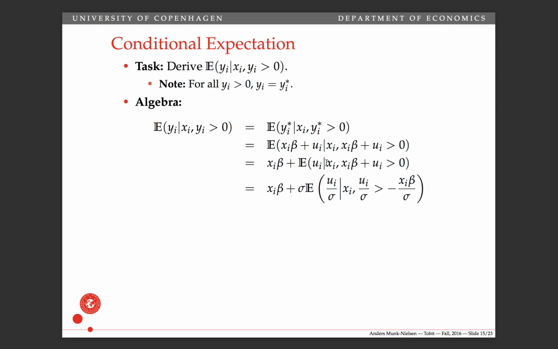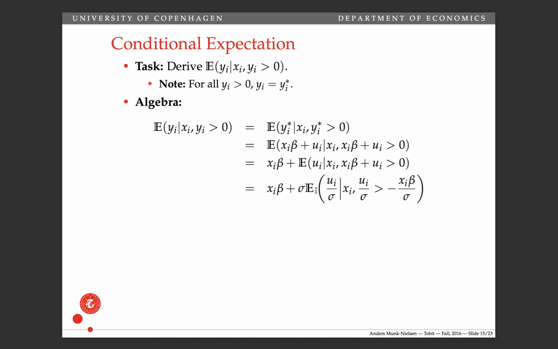What we can do here is first isolate u. We do that by subtracting x beta on both sides of the equation. So we have minus x beta, and then we divide by sigma. We can do that on both sides of this inequality because sigma is positive. So now it reads u over sigma greater than minus x beta over sigma. Okay, we also have a sigma appearing here. Sigma is just a number, so we can multiply and divide by the same number, and then we just take one of them outside of the expectation. Okay, why did we do all of this? Well, again, we know that u divided by sigma is standard normally distributed.